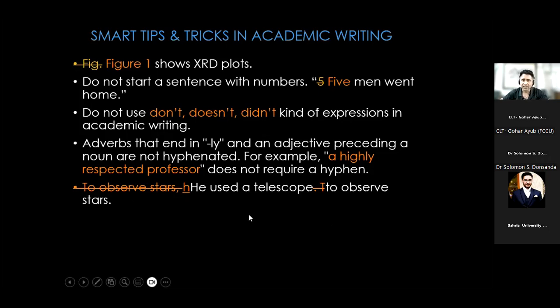Another non-native style is that we mostly start a sentence with "to observe stars." He used a telescope. I mean, this sentence is grammatically correct, but it is non-native style. So try to write it this way: He used a telescope to observe stars.